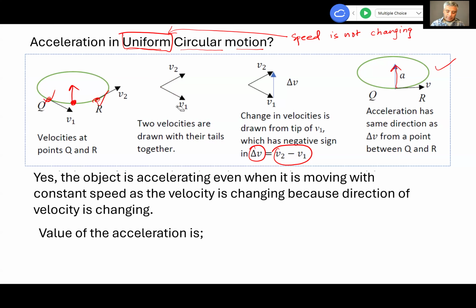So even when value is not changing, it can be accelerating. And that kind of acceleration is called uniform motion. Okay, uniform circular motion, where speed is not changing, only the direction is changing. So that shows us when it is uniform, when speed is not changing, what happens? Acceleration points directly towards the center of that circular path.